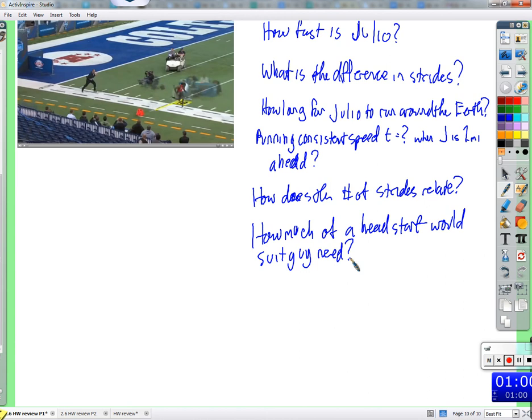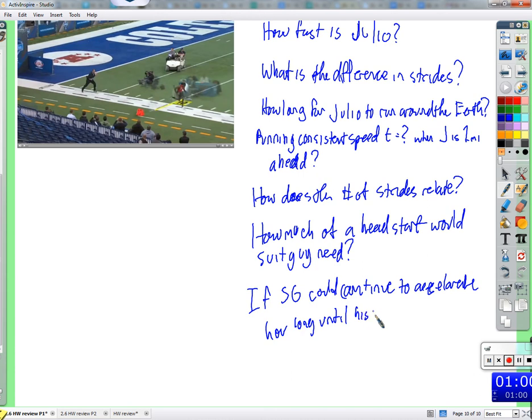Okay. So if Suit Guy could continue to accelerate, how long until his speed matches Julio's? Okay. That's assuming it's an even acceleration, like 1 mile per hour faster each second. So yeah.